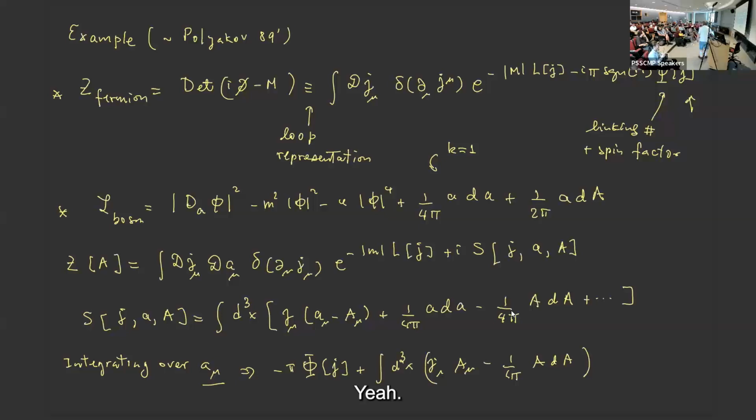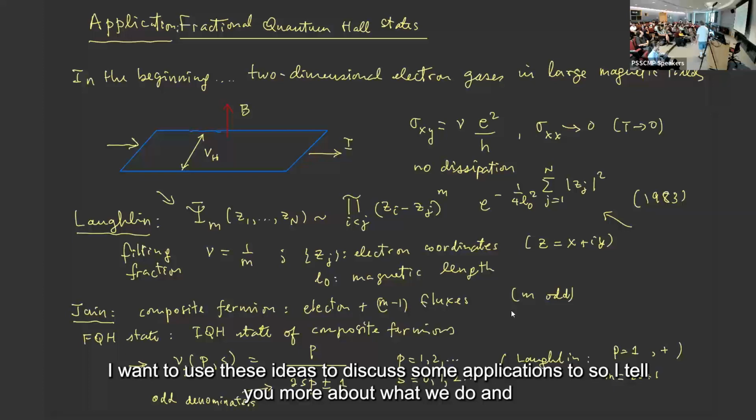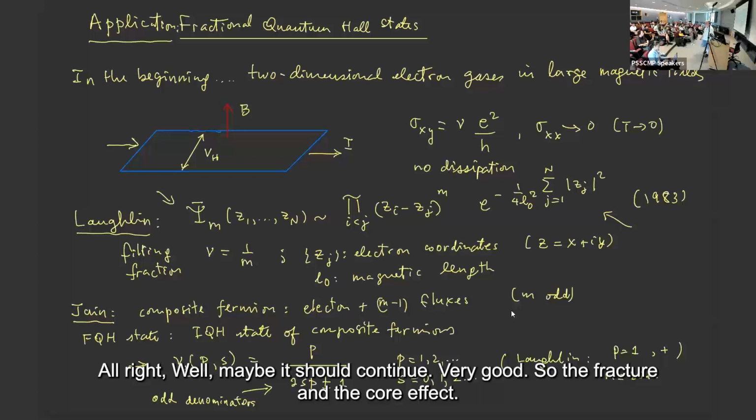All right, so let me actually just simply flash this. So you can do the fermion to fermion. I think that will take too much time. I want to use these ideas to discuss some applications to the fractional Hall effect in 10 minutes. So I'll tell you more or less what we do, and then we have proof of that. All right, let's have a short break. Well, maybe I should continue, given there are only 10 minutes. So shall I continue?